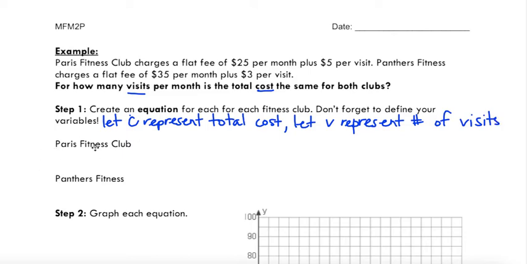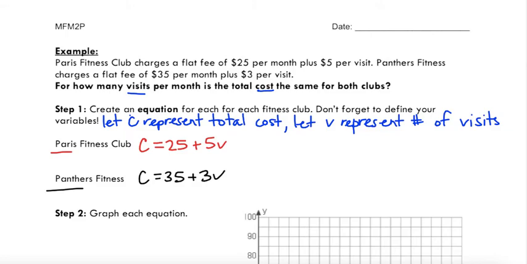So let's use this information to come up with two different equations. I'm going to use red for Paris. So the total cost, C, is going to equal $25 per month plus $5 per visit. For Panthers, let's use black. We'll do the total cost is equal to $35 a month, but the cost per visit is only $3. So those are the two equations that I'm going to use.